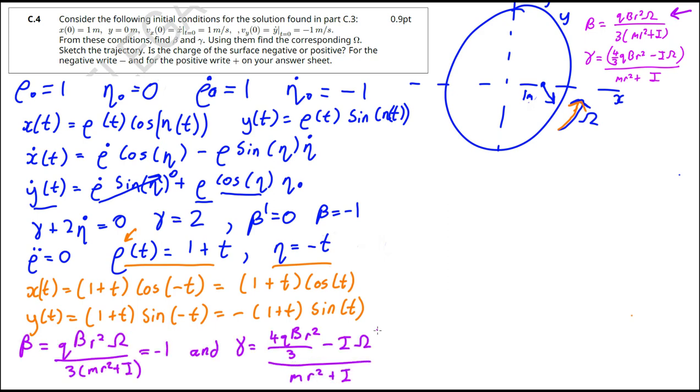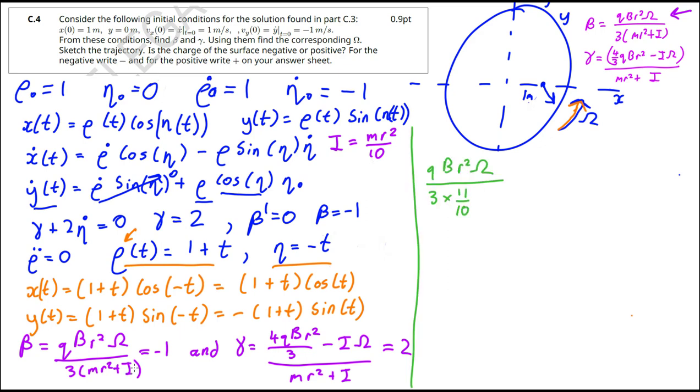So we also know that the moment of inertia of this ball is mr squared over 10. Let's substitute that in. First, let's start with our beta term. If I just add mr squared to my I in this case, I'm going to get 11 over 10 mr squared. I can cancel out my r squared values here, and then a little bit of rearranging leaves me with the result.